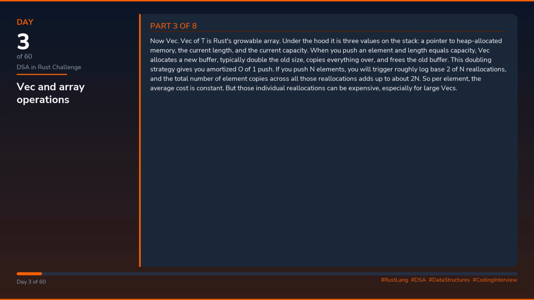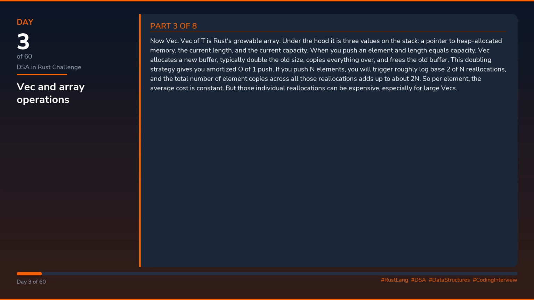Now Vec. Vec<T> is Rust's growable array. Under the hood, it is 3 values on the stack: a pointer to heap allocated memory, the current length, and the current capacity. When you push an element and length equals capacity, Vec allocates a new buffer, typically double the old size, copies everything over, and frees the old buffer.